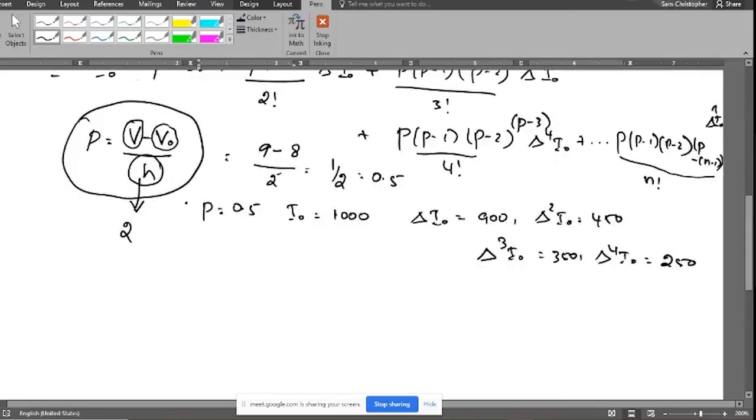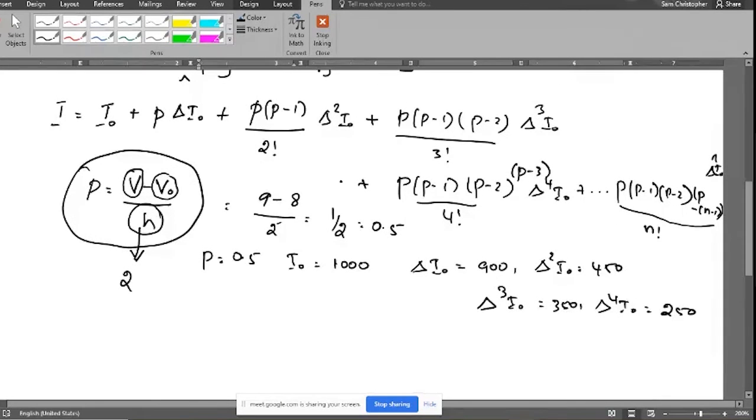So we have to do that. So V is the value you have to find. V naught is the first value, divided by the common interval value H. So this is what we have to substitute in the formulas. So I is equal to I naught. What is I naught? 1000 plus 0.5 into delta I naught, 900.